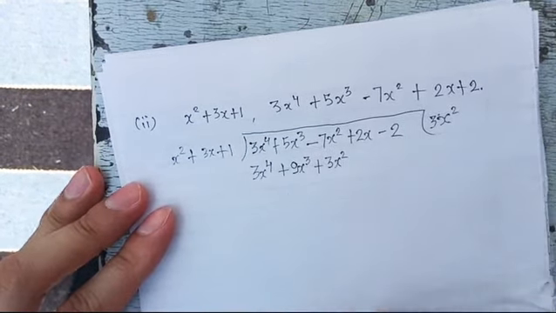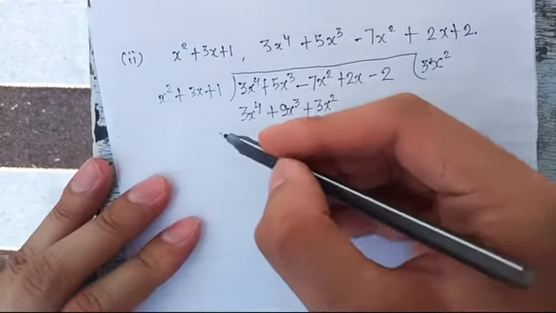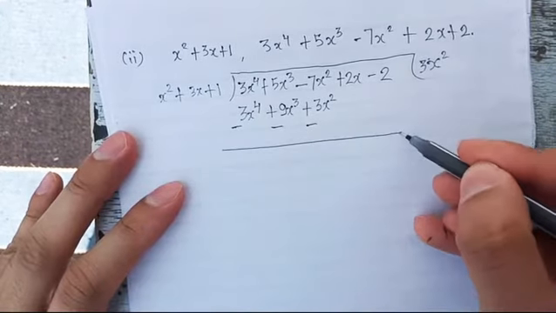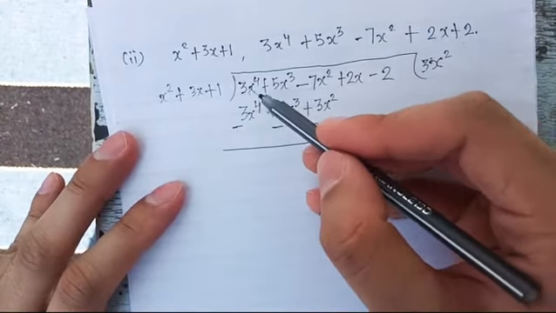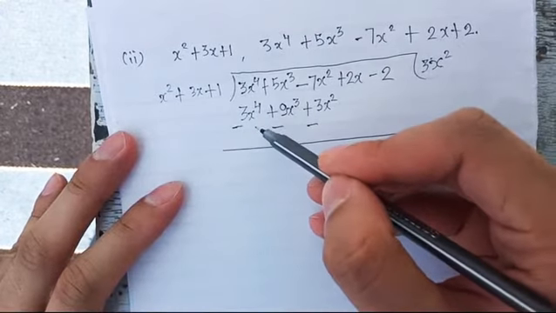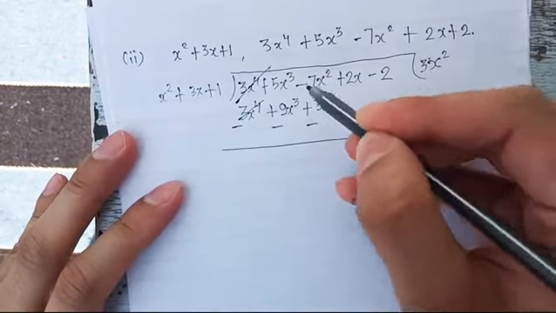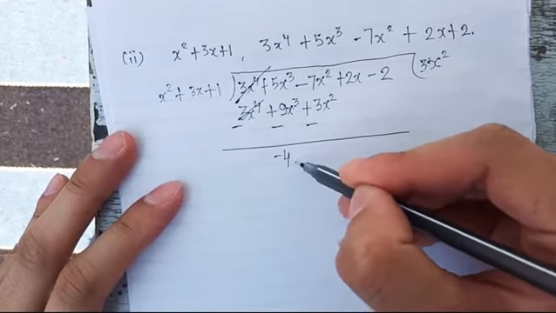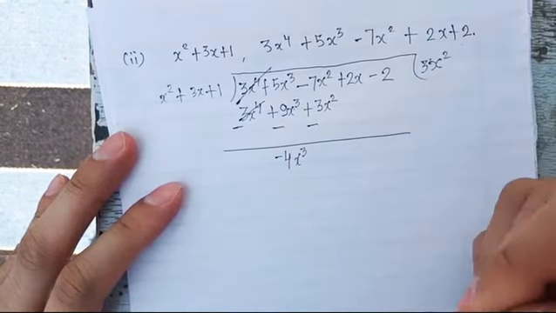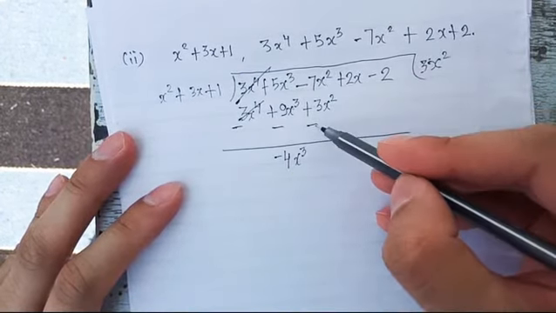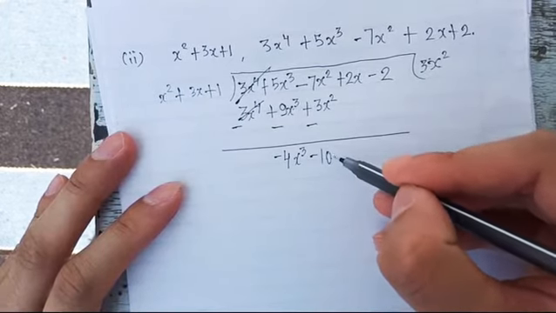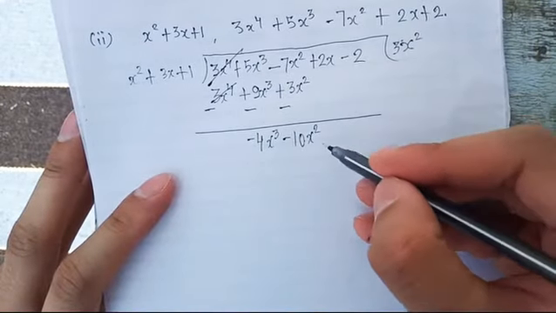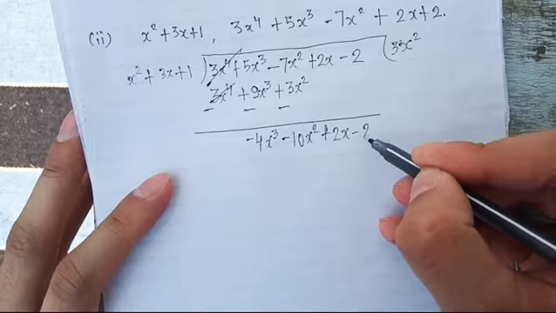Okay, now subtracting them. It's time to change the sign convention, so here also minus, minus, minus. Now 3x to the power 4 and 3x to the power 4 will cancel out. 5x cube minus 9x cube will become 5 minus 9, which is minus 4x cube. Minus 7x square and minus 3x square will become minus 10x square, plus 2x, minus 2.